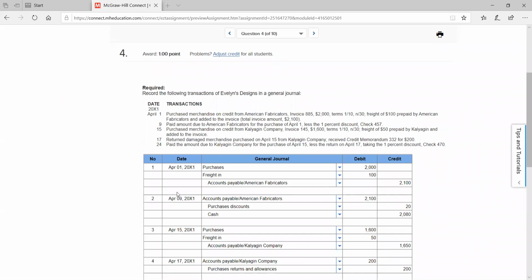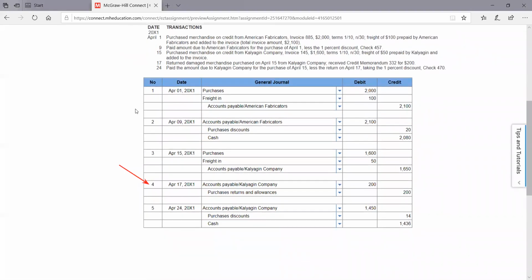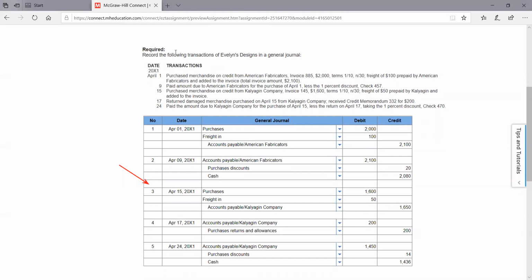All righty. On the 15th, it's another purchase, same thing just like the first. So notice it's the exact same accounts. You just change the amounts. You have debit purchases, debit freight in, credit accounts payable. And then on the 17th, it looks like we had another return. It's just like before, you debit AP, credit purchase returns for 200.